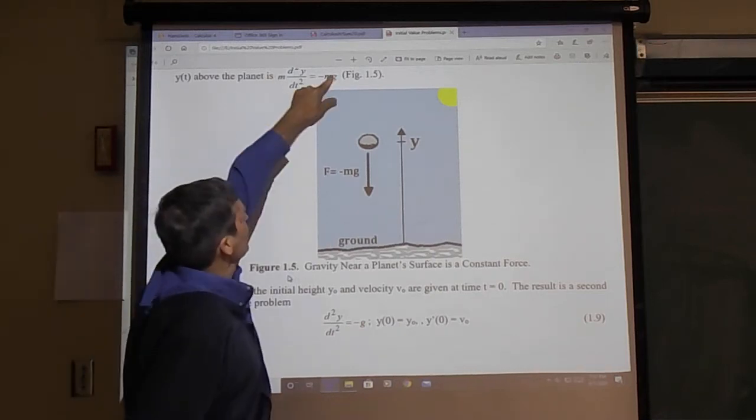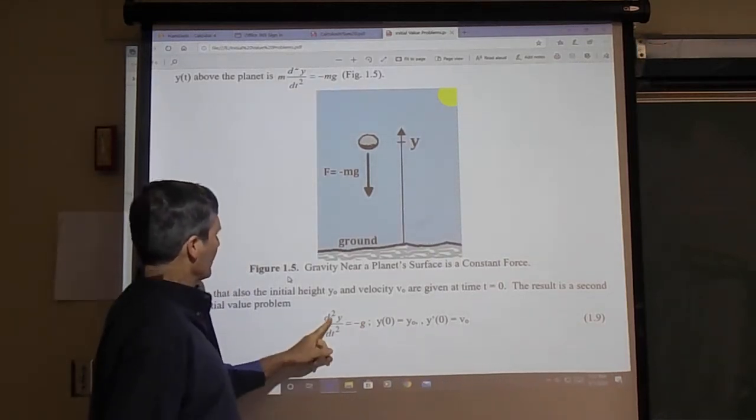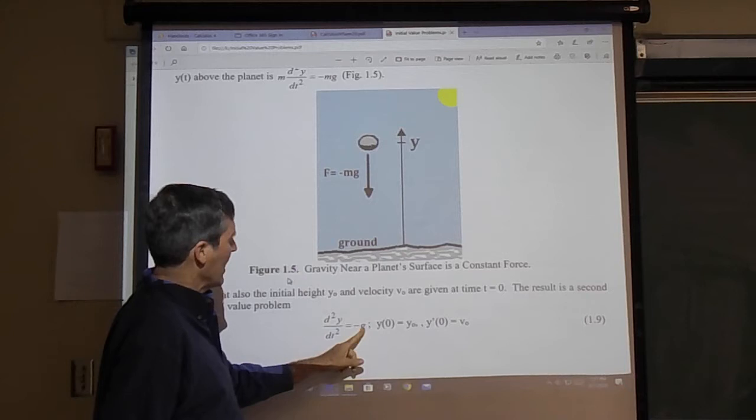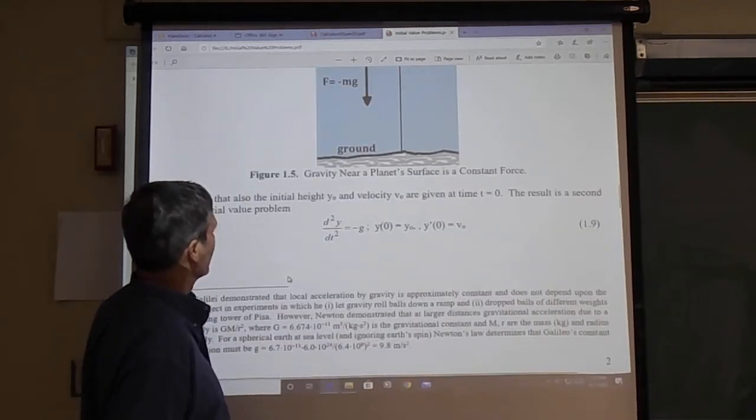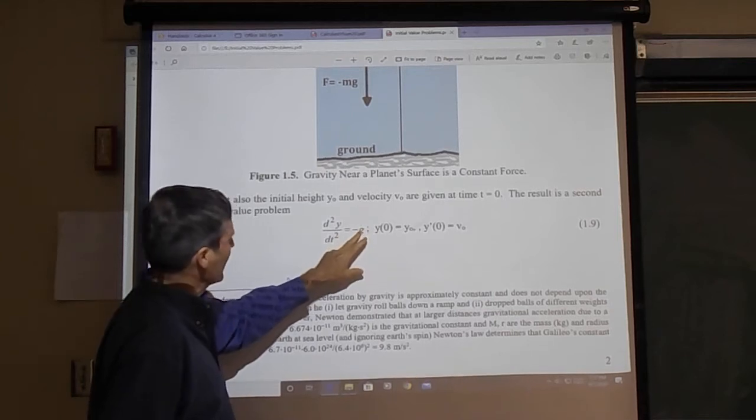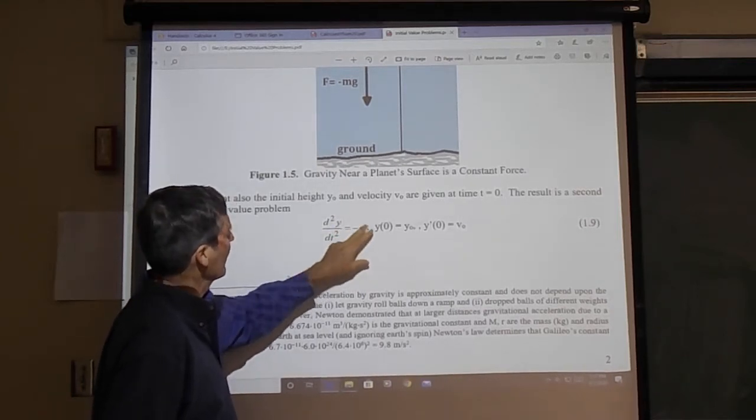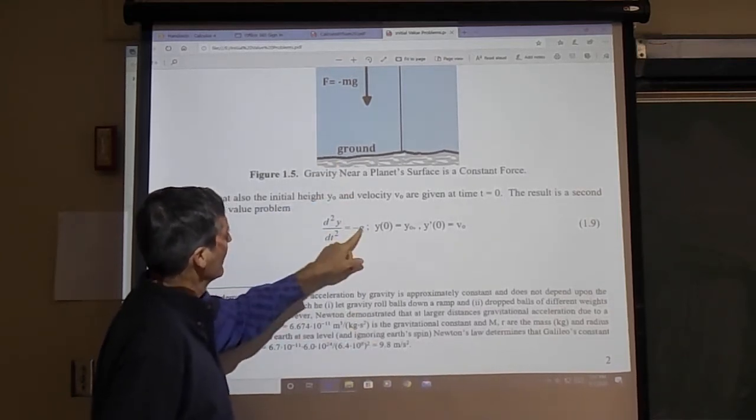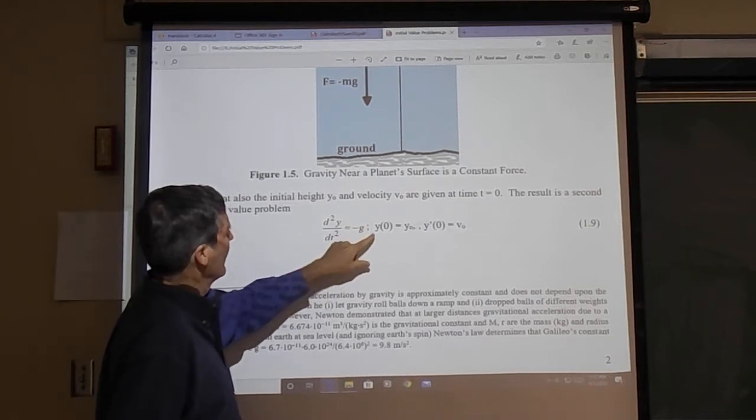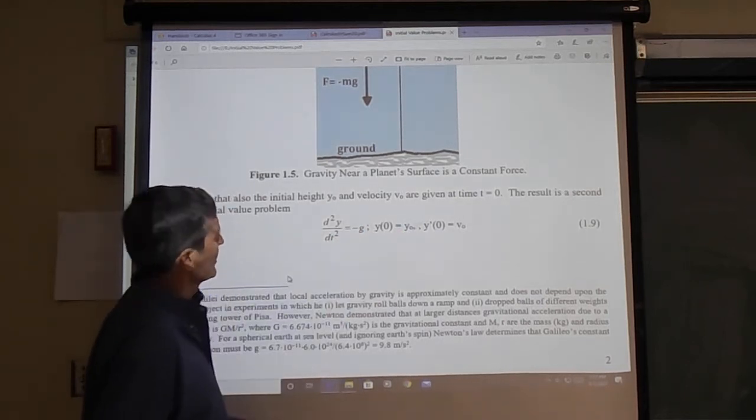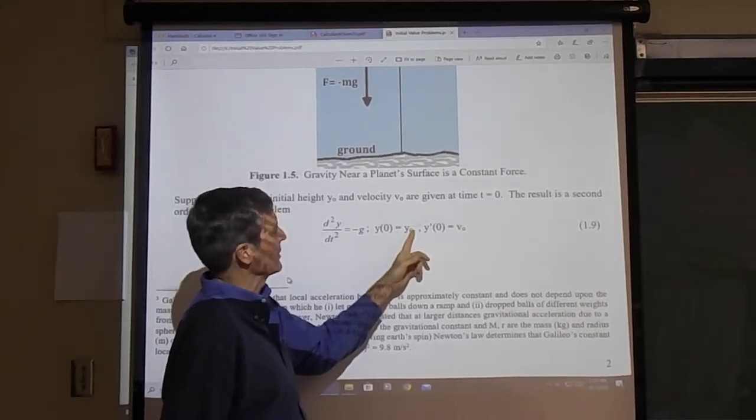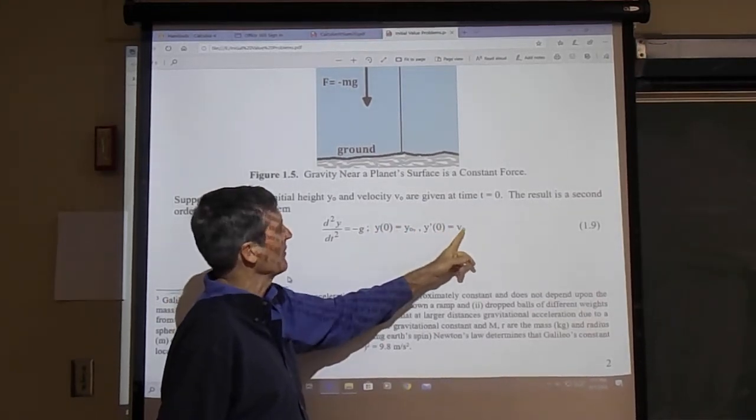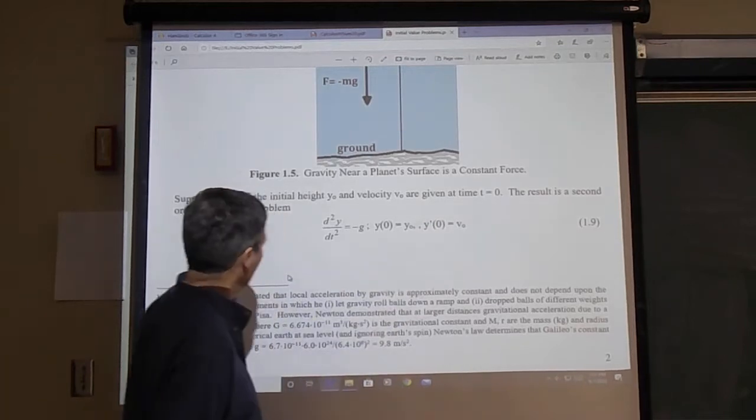You can cancel m on both sides and just get the second derivative of y is minus g, a constant, where g is plus 9.8 or plus 32, so the gravity is negative, pushes y negative. All right, and then we can apply initial conditions. Let's leave them arbitrary. At time 0, you have some initial height, y0. At time 0, you have some initial velocity, v0, which is the derivative of y.